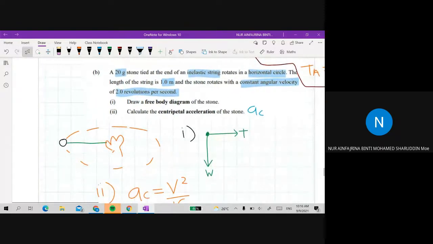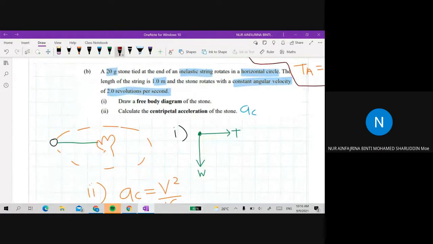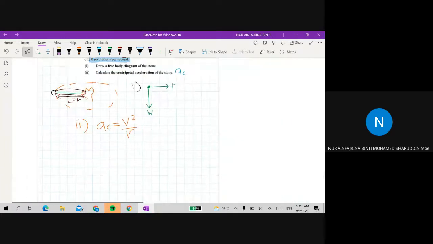Okay, Miss buat length of the string. Miss lukis length of the string tu. So ini adalah length of the string. Jadi radius awak berapa? Awak cuba tengok. 1. Satu, yes, betul. So length of the string ni sama je dengan radius untuk case ini. So radius awak adalah 1 meter.